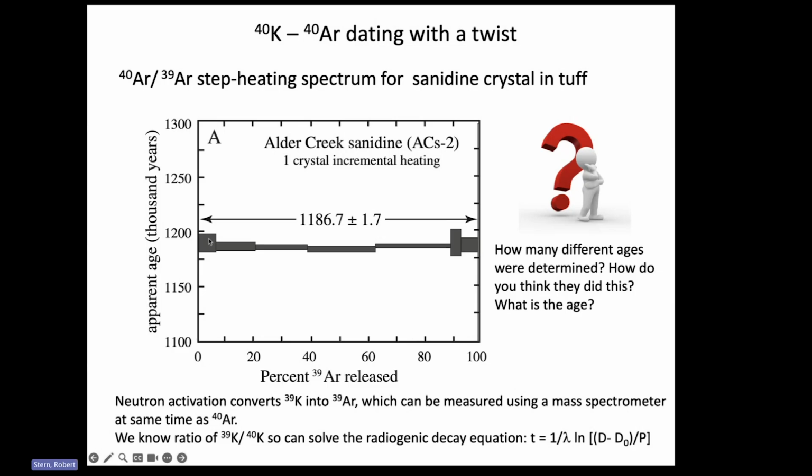If you have what's called a well-behaved sample, you'll get what's called a plateau age, where the age of each of these segments is essentially the same, and you can report a plateau age. This is for a sanidine crystal in rhyolite, and it's 1186.7 thousand years, so about 1.2 million years ago. Okay. Any questions about that argon step heating?